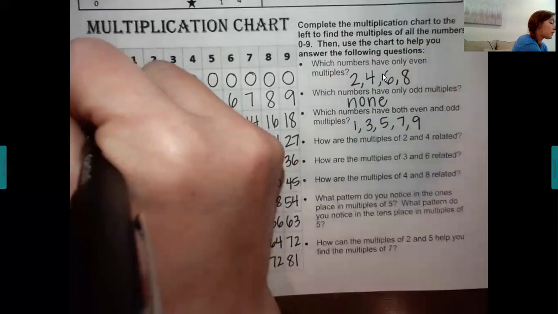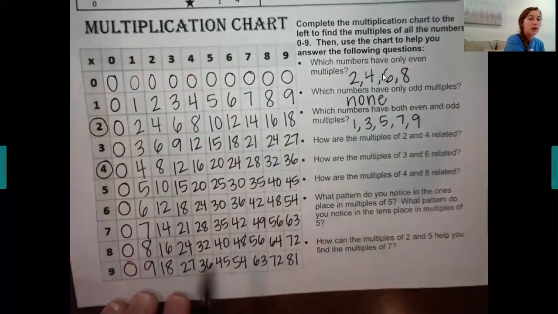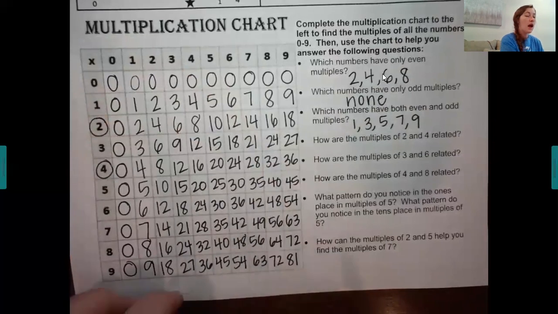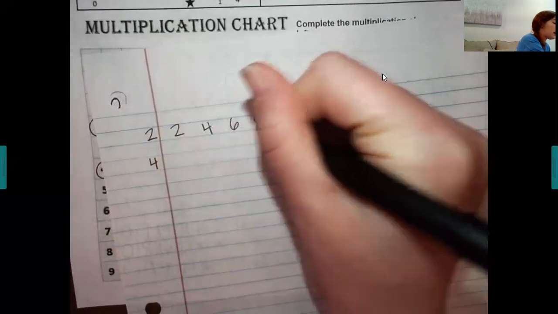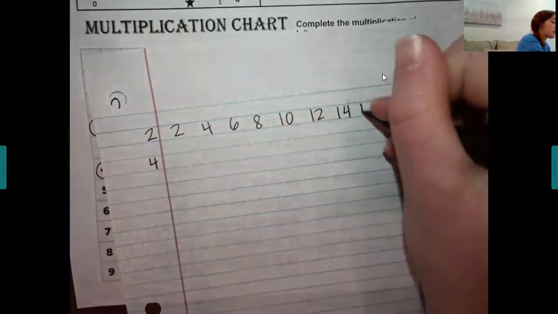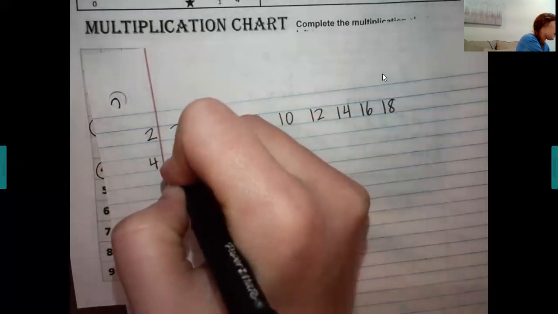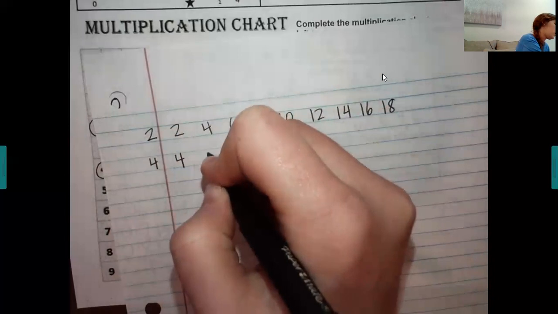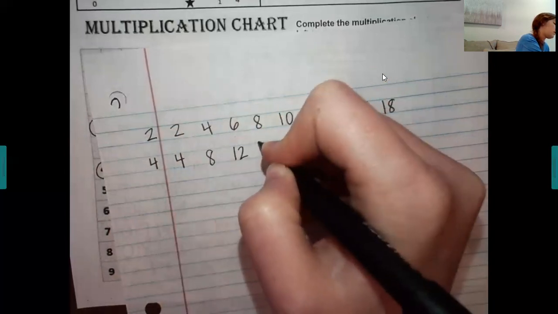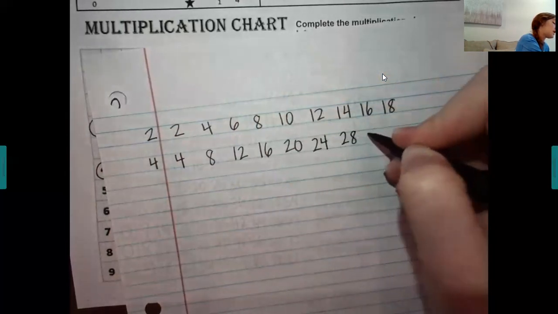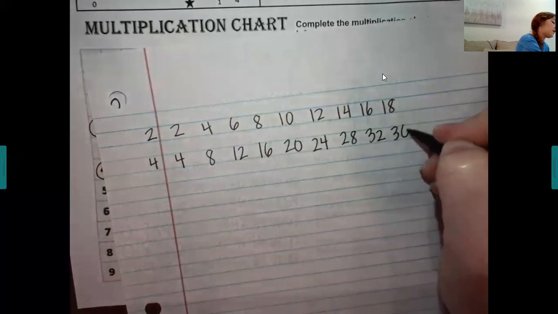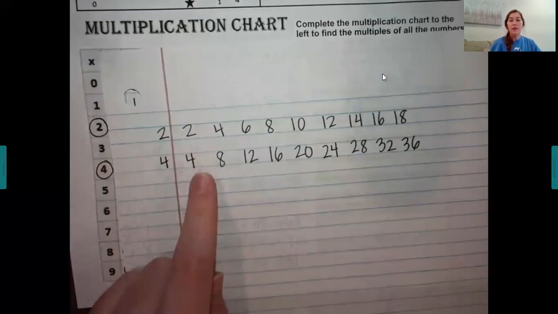So I'm going to be looking at the multiples of 2 and 4. I'm going to look across the row because I think that's easier. And I'm going to write it on a separate sheet of paper so I can see these multiples right next to each other to see how they're related. So for my 2's, 2, 4, 6, 8, 10, 12, 14, 16, 18, and for 4, I have 4, 8, 12, 16, 20, 24, 28, 32, and 36. And so now I can look specifically at how these two numbers are related.